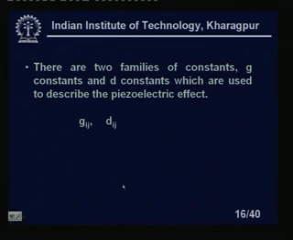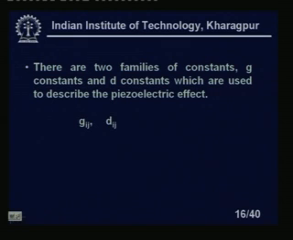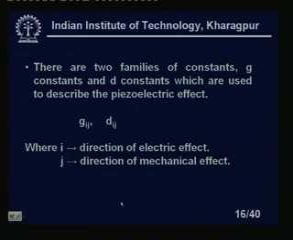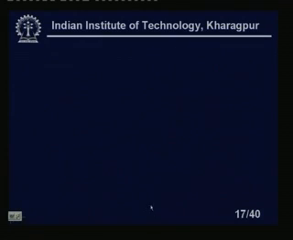Now, there are two families of constants, G constants and D constants, which are used to describe the piezoelectric effect, right. So, we will discuss two constants, these are necessary parameters of the piezoelectric crystals by which we can define a piezoelectric crystal. So, that is the reason I am telling you there are two families of constants, G constants and D constants, which are used to describe the piezoelectric effect. So, Gij and Dij, what are these? Where i is the direction of the electric effect and j is the direction of the mechanical effect, fine.